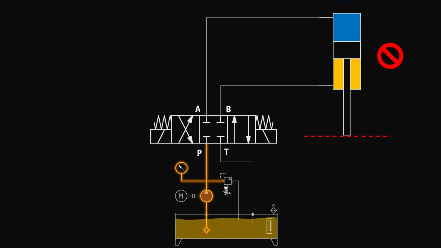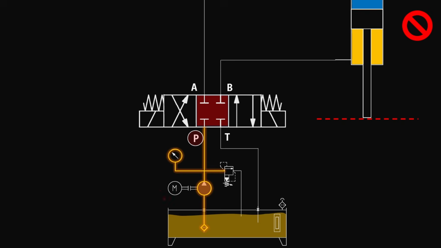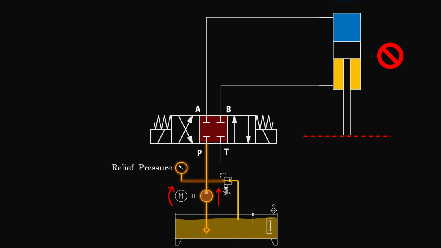Now, there is something that we must understand. When this valve stays at neutral position, the pressure port P also gets blocked suddenly, but the pump is still supplying oil. So the system pressure quickly rises, and when it reaches the relief valve setting, the relief valve opens and pump flow is diverted back to the tank. So the system pressure is maintained at relief pressure. That means every time we stop the cylinder, the pump is forced to operate at maximum system pressure.